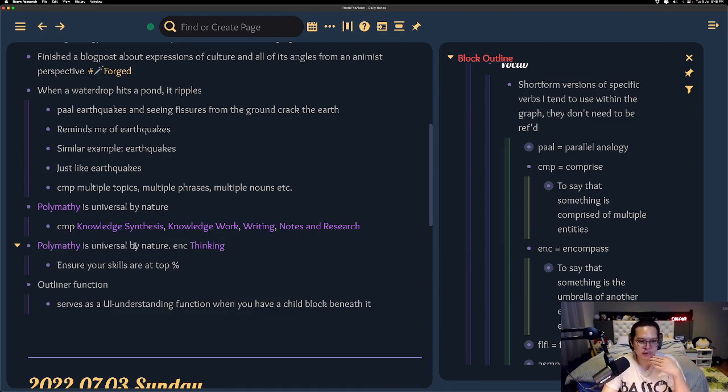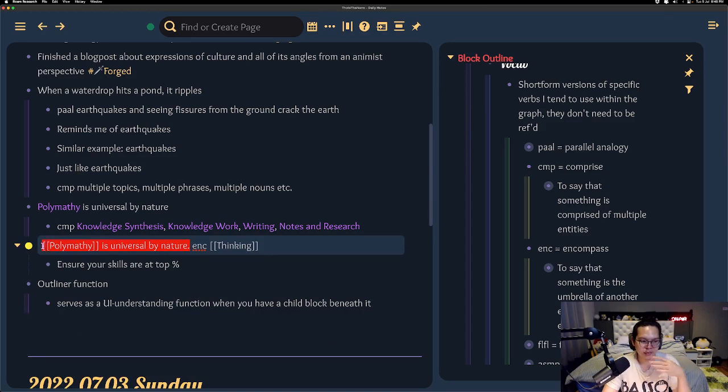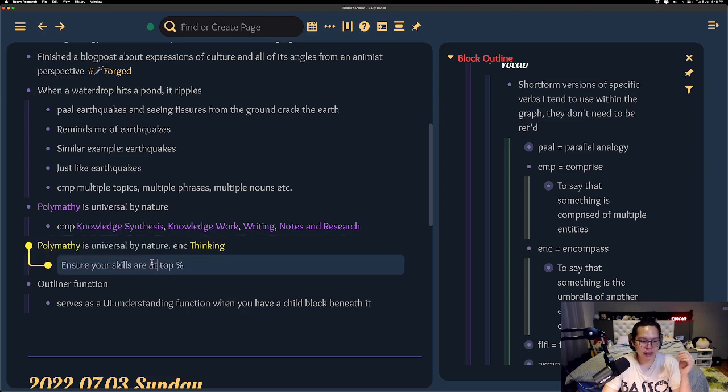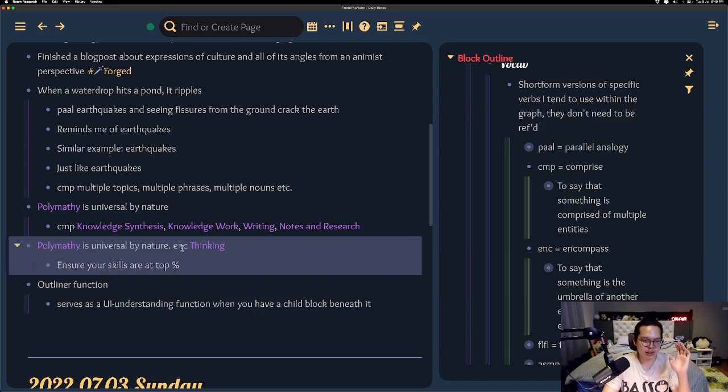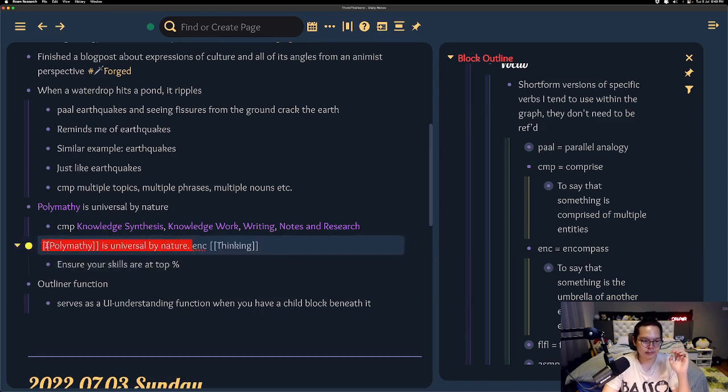So we say polymathy is universal by nature, encompasses thinking. I know that it has a prefix function, so the prefix, anything before it, will encompass thinking, or like the suffix. And then any child block is a child block of the entirety of the contents of this block with regards to any of the functions if any languages are applied. So now you're not questioning this specific sentence, you are questioning this entire block and its encompassing factors.